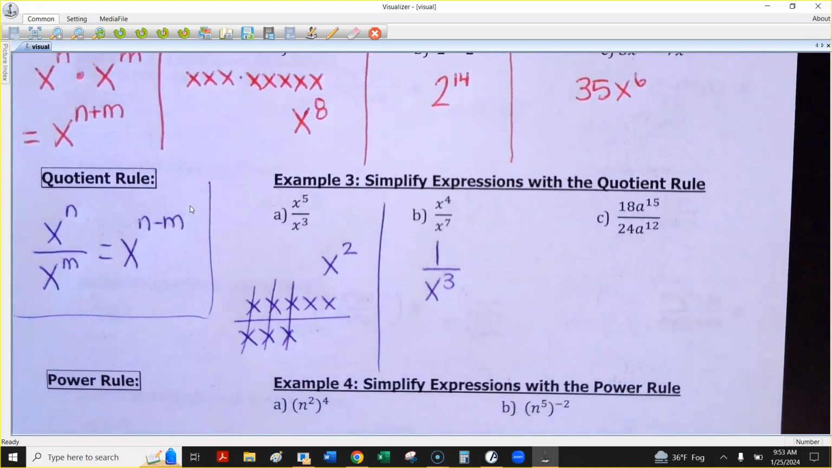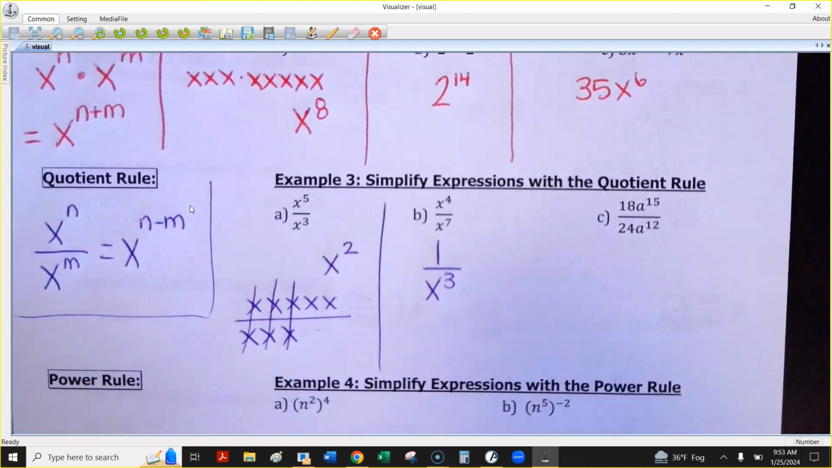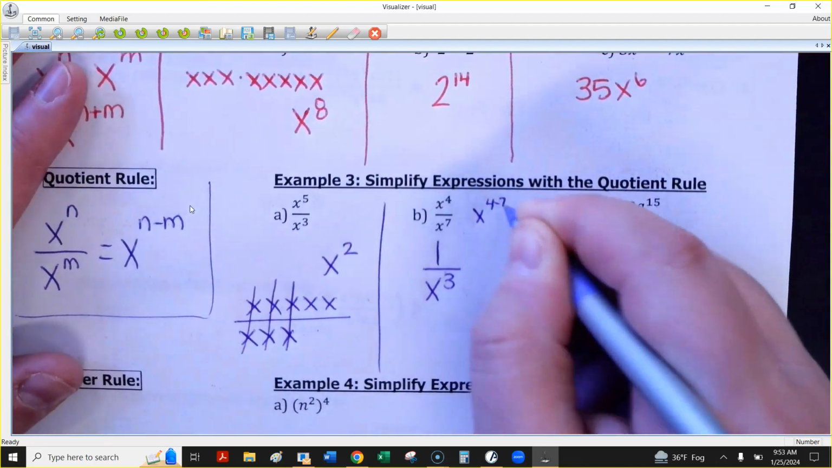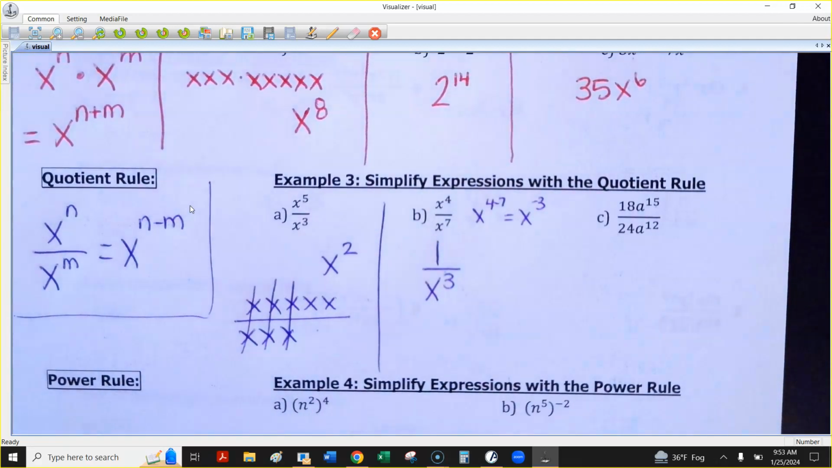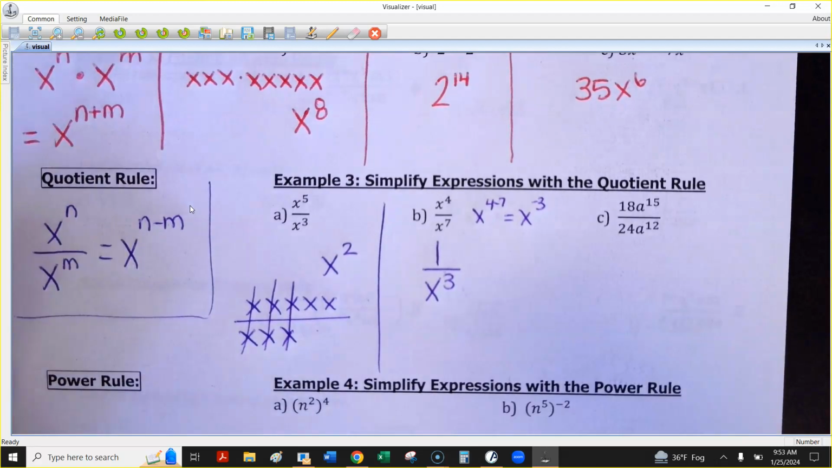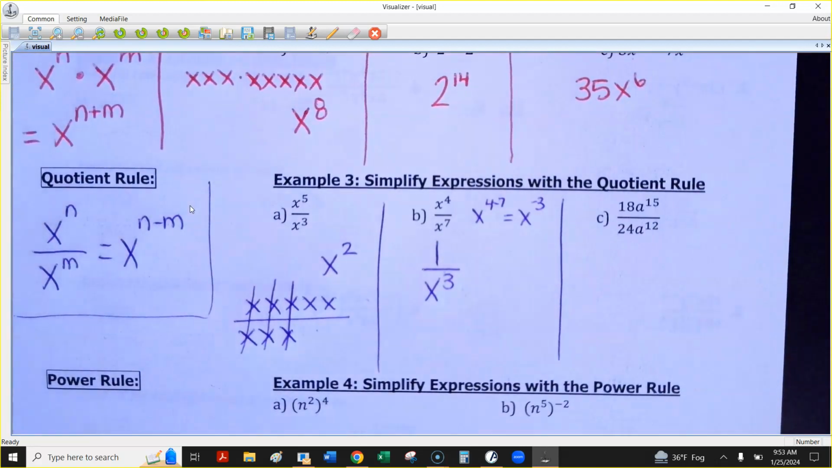If you want to actually do the subtraction, you would have x to the 4 minus 7, which would be x to the negative 3, and then you'd have to get rid of that negative exponent. I usually just ask myself, okay, where do I have more? And if you can answer that question and how many more, just put it in that part of the fraction. Okay, now last one. I'm going to grab my calculator because I'm being a little bit lazy.